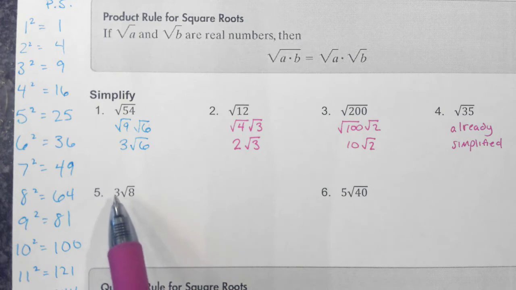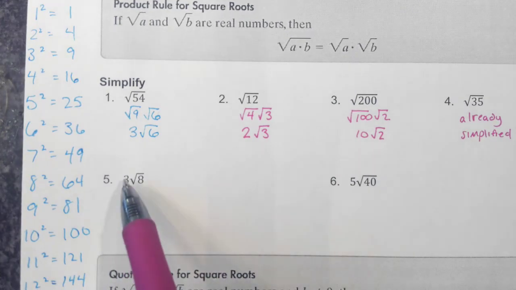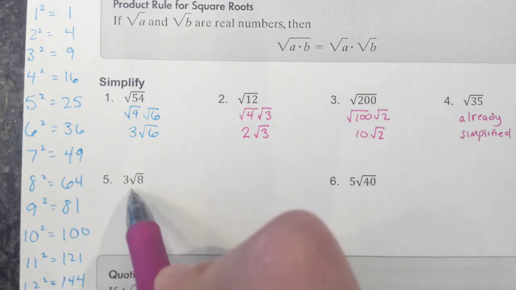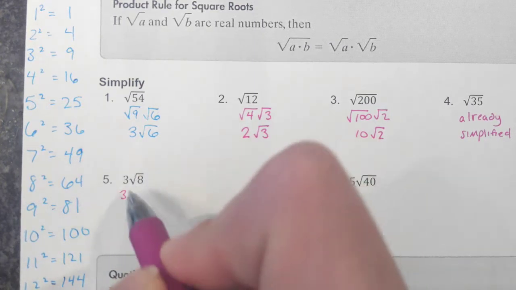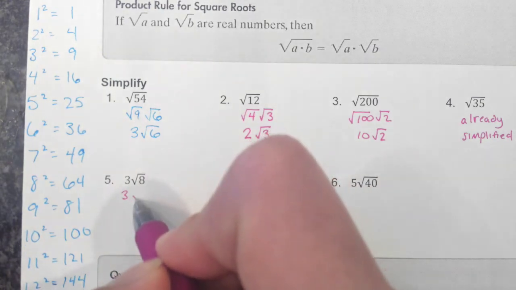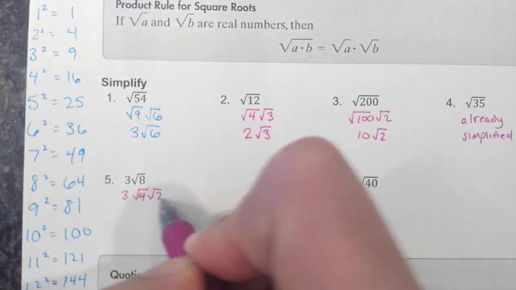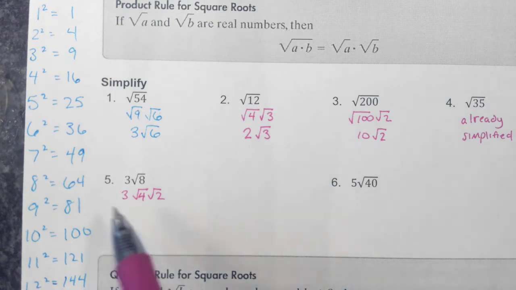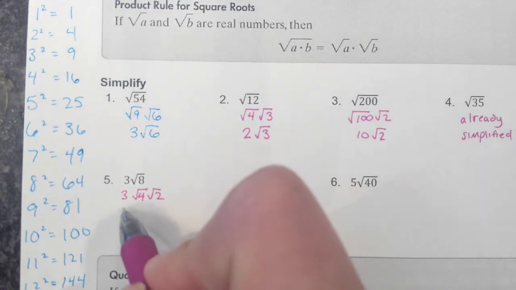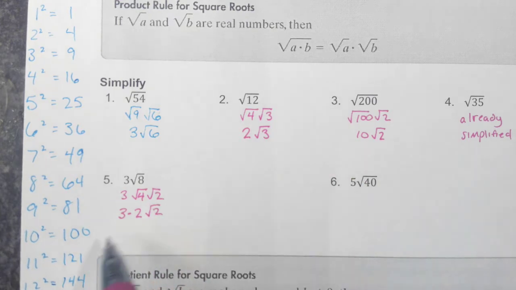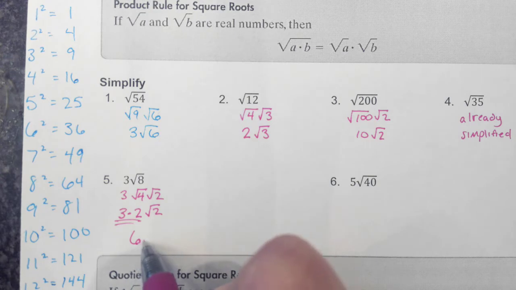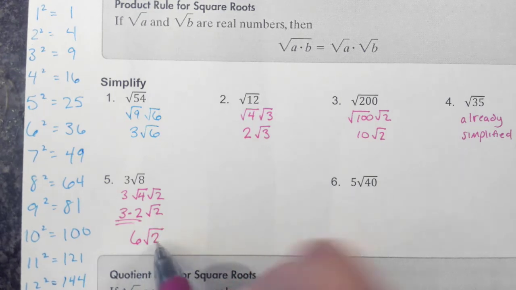All right, so number 5 and 6, we add a number in front. It makes it no different. Remember, it just means multiplication. So you simplify. We have 3, or we'll just rewrite, the square root of 8. What perfect square divides it? Well, 4. So the square root of 4 times the square root of 2 is still the square root of 8. And then what's the square root of 4? It's 2. So we have 3 times 2 square roots of 2. We do that simplification right there. 3 times 2 is 6. So we have 6 square roots of 2.